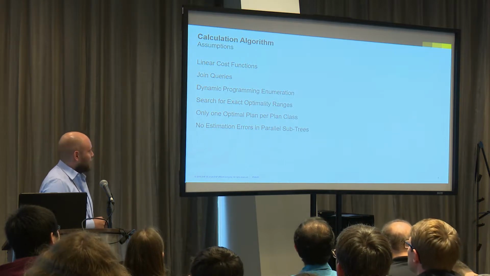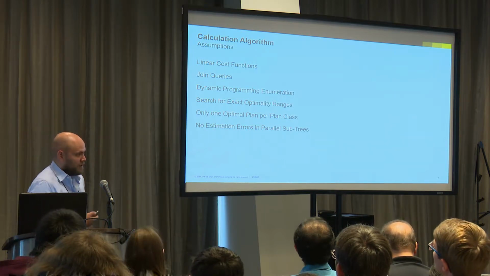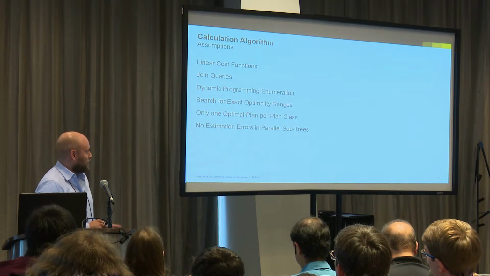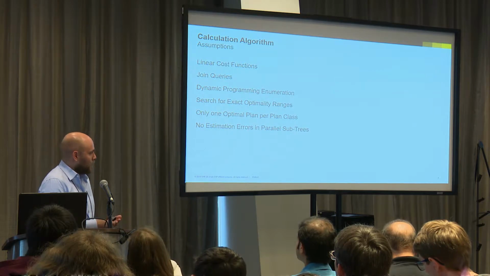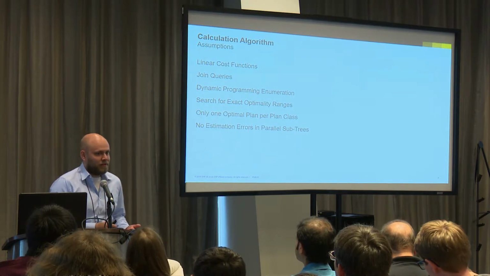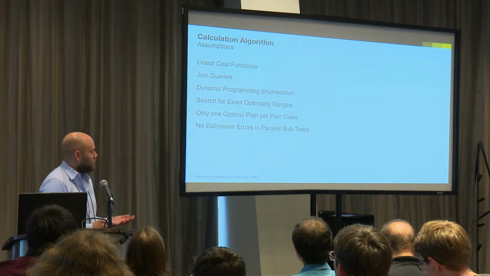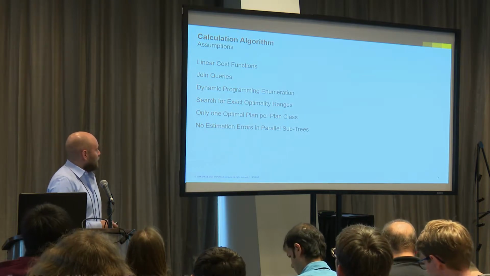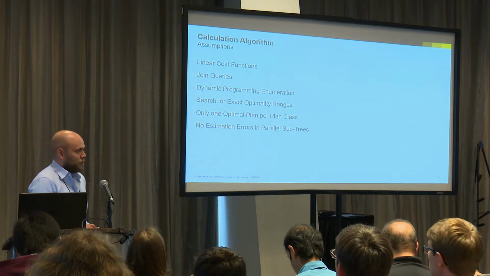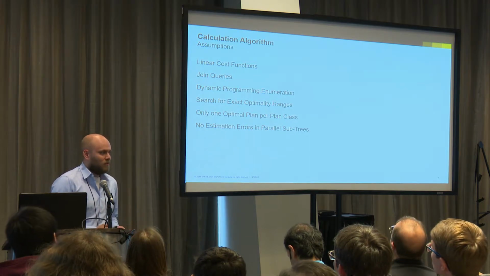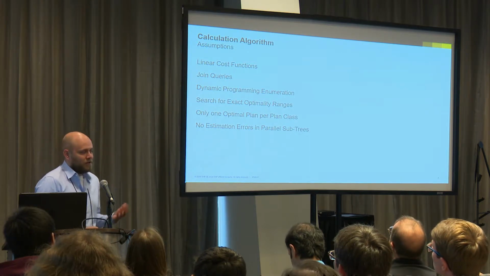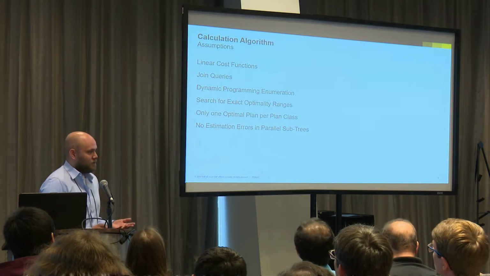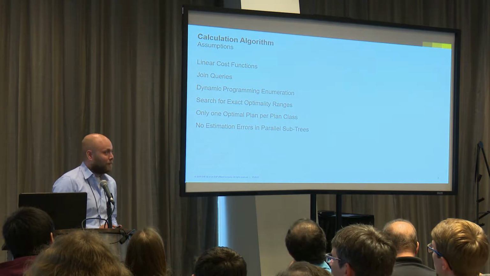First of all, we consider linear cost functions. Whether the cost functions are linear or not only affects the cost intersection, and it has been shown before that the cost can also be intersected for nonlinear PCFs. We also considered just join queries. There's also no limitation: we can support any kind of operator, because each operator has an estimated output cardinality, and that is most probably part of the cost of the plan.